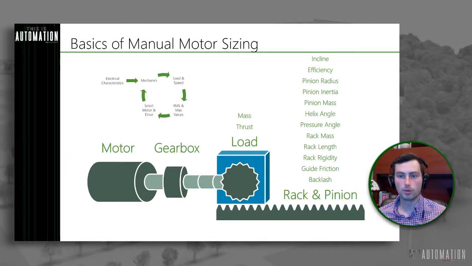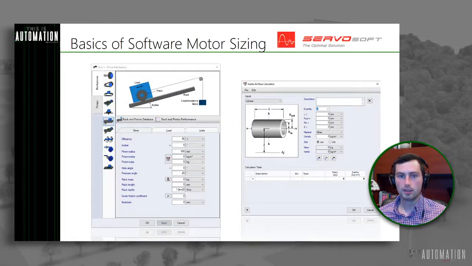So that manual process is certainly possible, but the good thing is there are software tools out there to help us. So one of the tools that I can recommend is a tool called ServoSoft. If you're a user of B&R, it has B&R motors and drives and gearboxes already integrated into their databases, so you can pull those directly in, which is really nice.